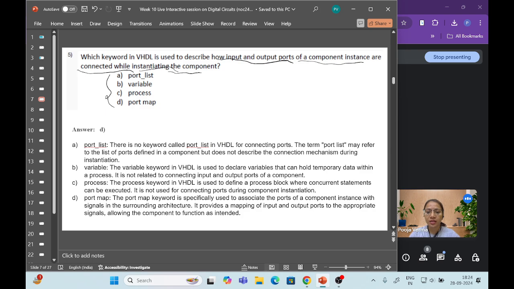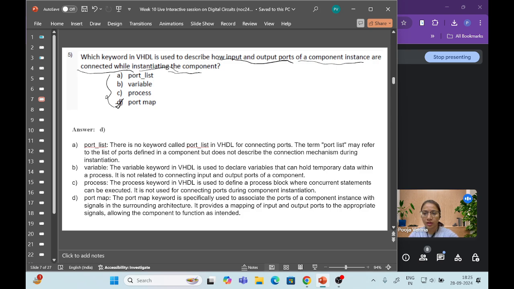A port map is a keyword specifically used to associate the ports of the component with signals in the surrounding architecture. It provides a mapping of the input and output ports to the appropriate signals. Okay, so port map is the keyword used to connect the ports of component instances to the signals in the surrounding architecture.